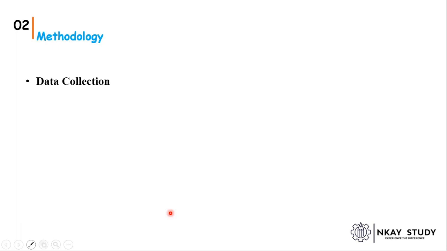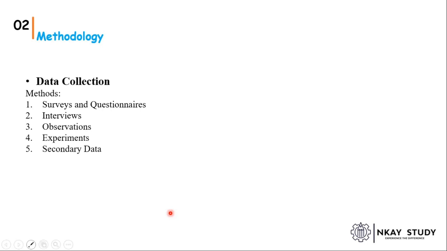Very simple, right? Good. So data collection is the process of gathering and recording information about a particular topic or phenomenon. In report writing, data collection is an essential step in the research process, as it involves gathering the information that will be used to answer the research question and support the conclusions of the report. So let's look at some of the methods of data collection. We have surveys and questionnaires, interviews, observations, experiments, then secondary data.